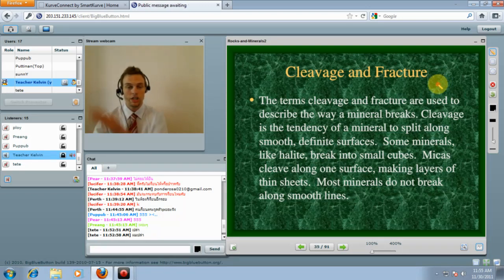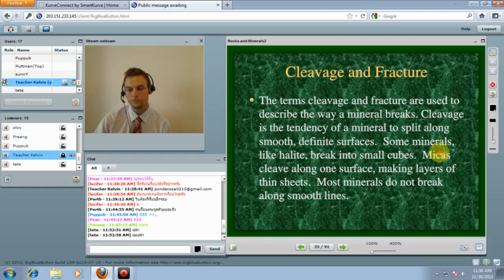Is it going to sheet off in these flat kind of sheets? Is it going to have these bumpy cobbles that are sticking out everywhere? If you've ever seen mica, which is a very common mineral, it's black and it has these sheets, and you can almost peel off each sheet with your hand. And it's very characteristic of mica, and if you find something black and it's coming off in these sheets and it's everywhere, it's probably mica.